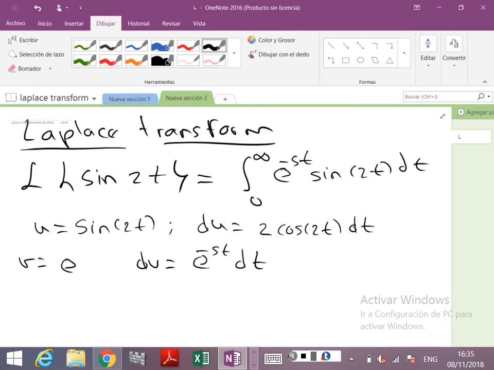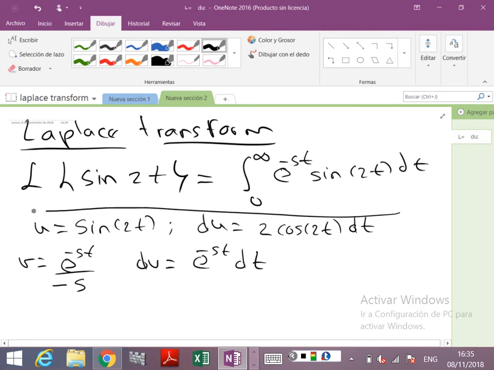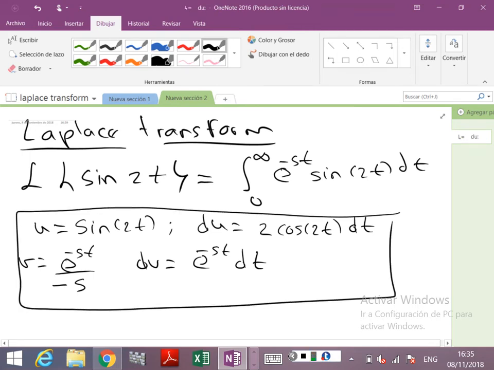Therefore, v is what? E to the negative st divided by negative s. So this is my substitution for that integral.